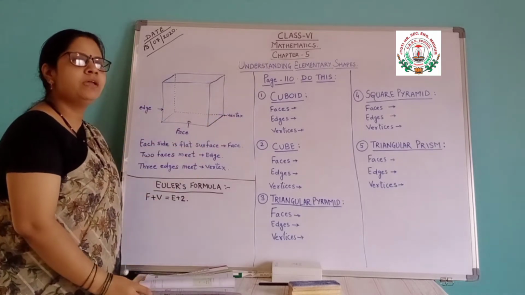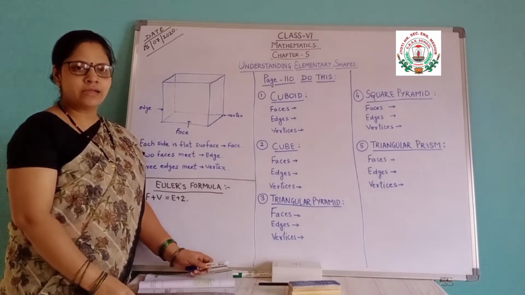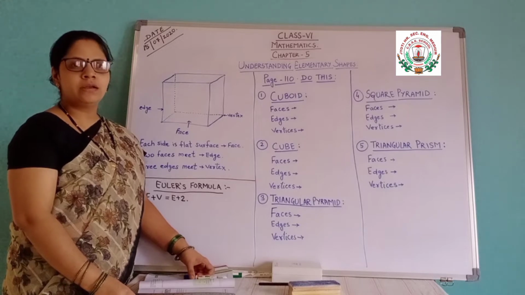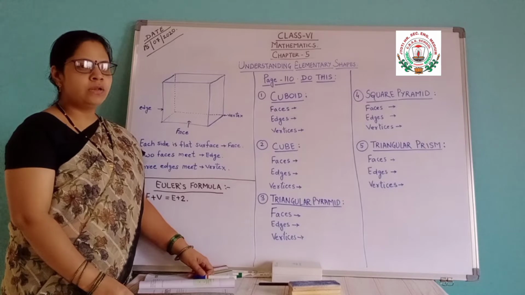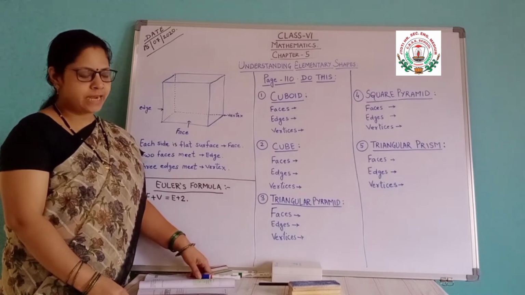In this chapter we have already studied various types of shapes. Triangles, we have studied various types of triangles. Also we have seen their conditions, properties, and polygons we have seen. Polygons means based on number of sides.